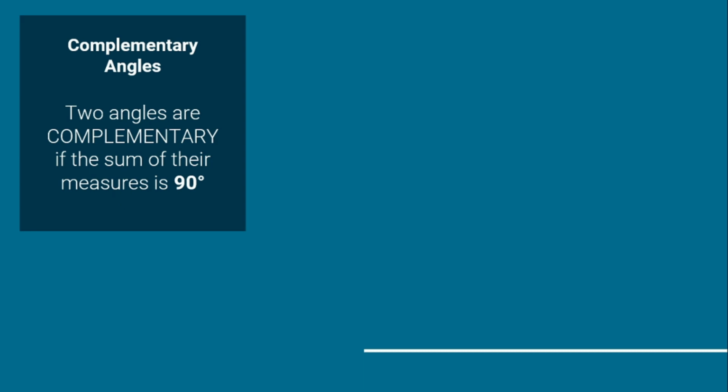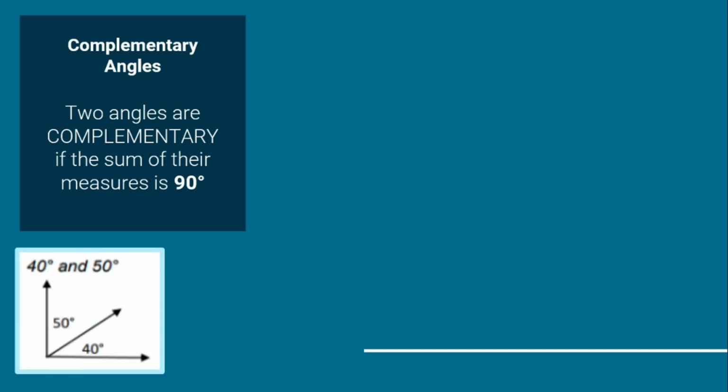So, we have here the two angles are complementary if the sum of their measures is 90 degrees. So, ibig sabihin, pag daw meron tayong dalawang angles, at ang sum ng kanilang measurement is 90 degrees, so masasabi natin na they are complementary angles.